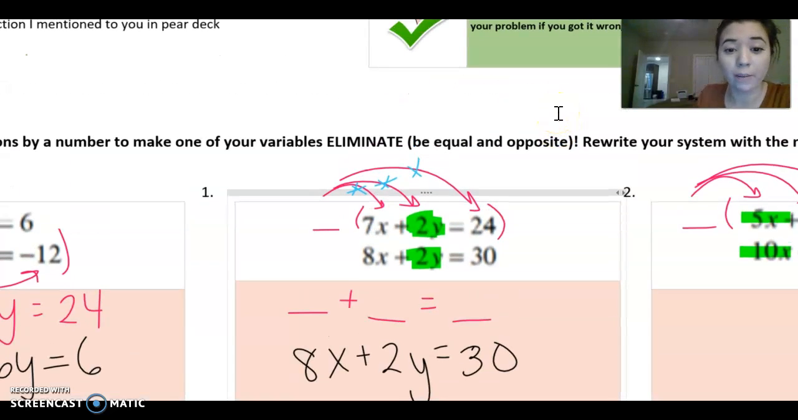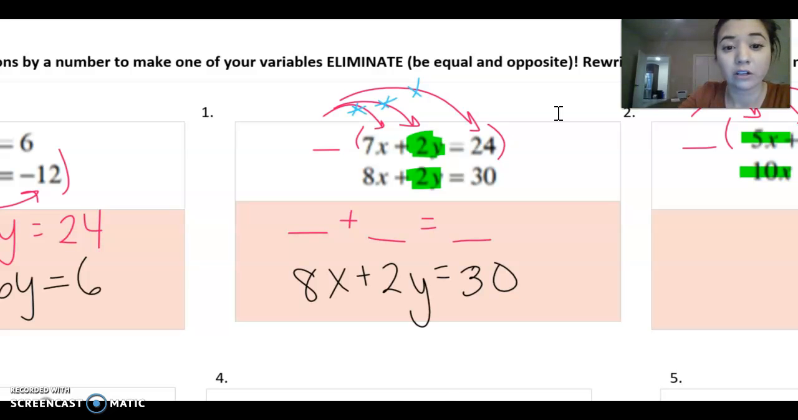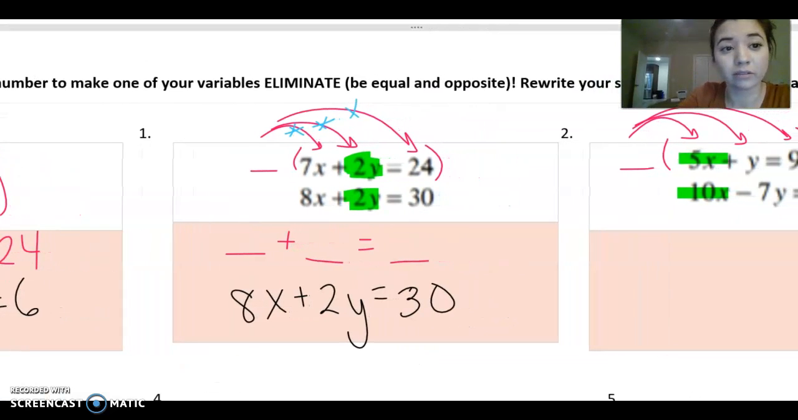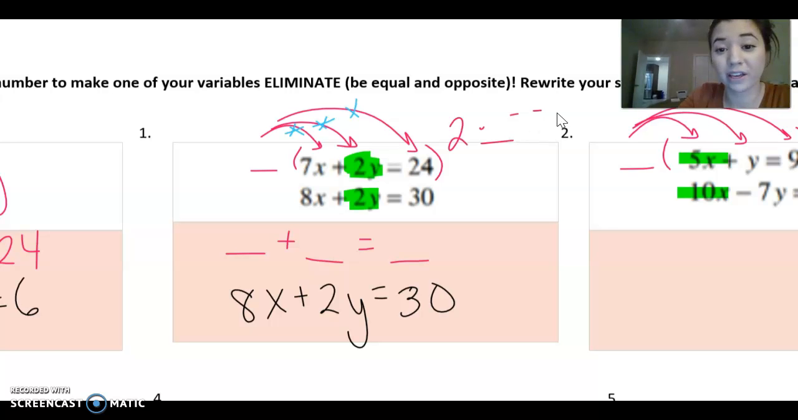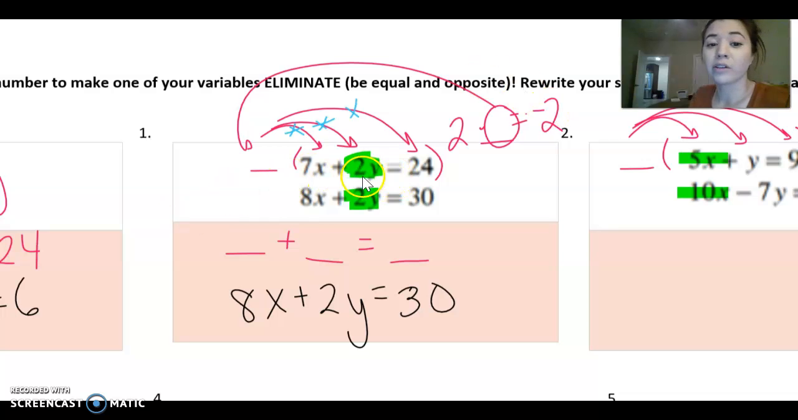So what could I multiply 2 by to make it a negative 2? Whatever that number is, that's the number that goes here. So again, the opposite of a positive 2 is a negative 2. So you need to say, well, what can I multiply 2 by to get the negative 2 that I need?